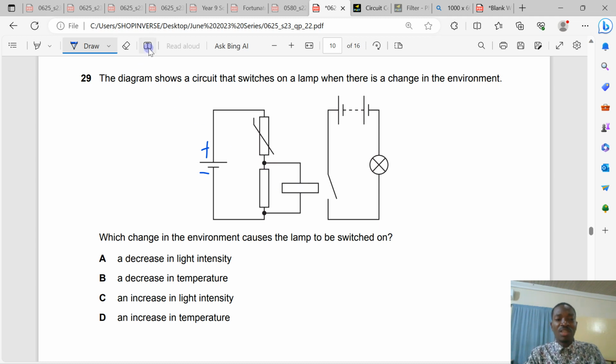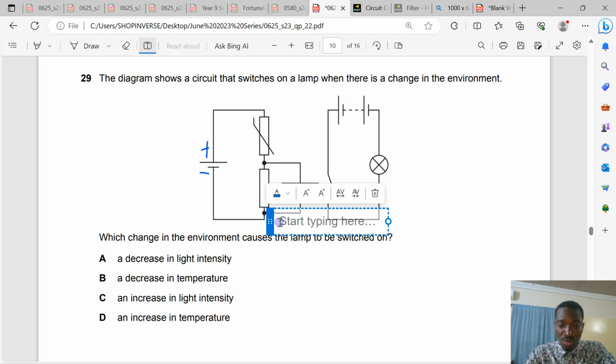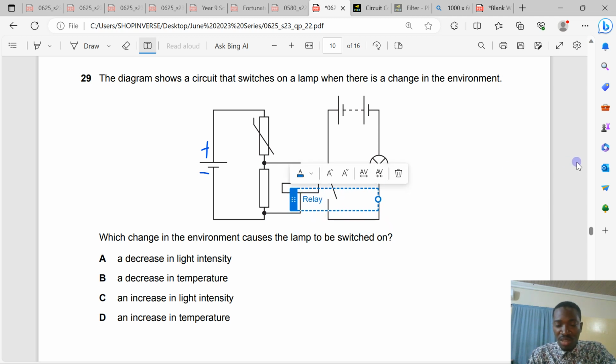A relay is just like a switch that is powered by a DC current. It could be AC too, though, but judging from the circuit, it is a DC relay because it is connected to a DC. A relay is switched on when it receives enough voltage. Now, what happens here? Which change in environment causes the lamp to be switched on?